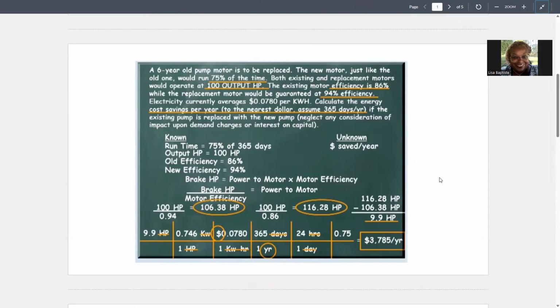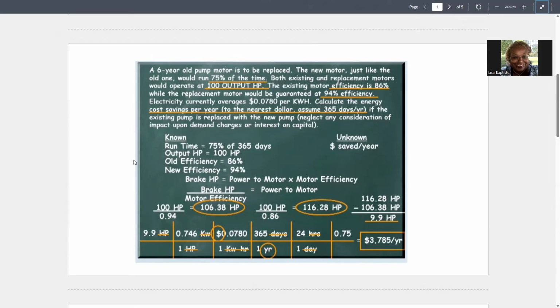Electricity currently averages at $0.0780 per kilowatt hour, that's kWh, and we want to calculate the energy cost savings per year to the nearest dollar, assuming that we have 365 days per year. If the existing pump is replaced with the new pump, neglect any consideration of impact upon demand charges or interest on capital. So let's look at how we break this down.